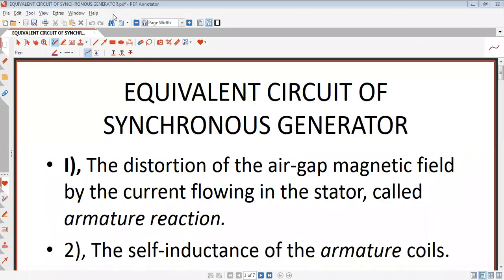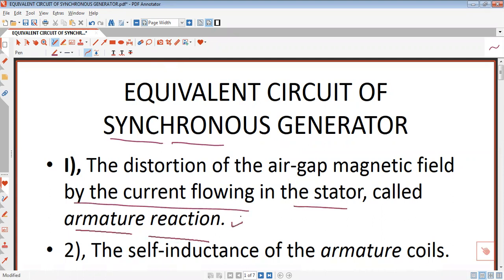Hello everyone. In this module, I am going to discuss the equivalent circuit of a synchronous generator. To model the circuit, we need the following four pieces of information that will help us design the equivalent circuit of a synchronous generator. The distortion of the air gap magnetic field by current flowing in the stator is called armature reaction.